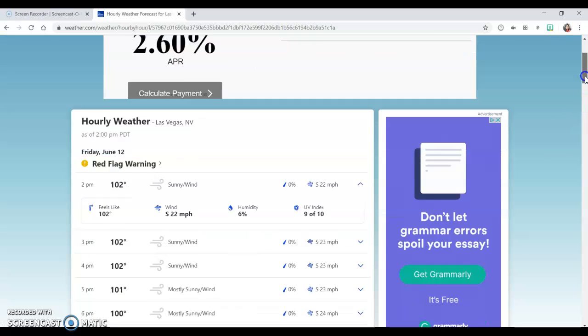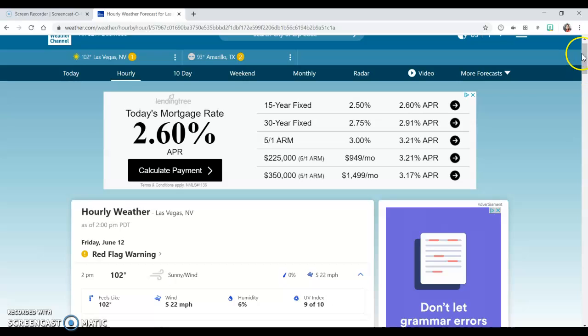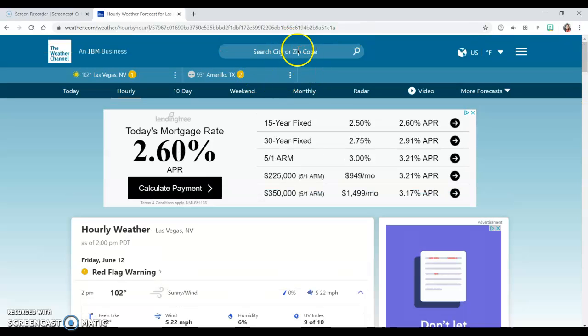Why? Look at their wind speed. It is 22 miles per hour from the south. The humidity is very low though, which is usual in Las Vegas. It is 6% only. It feels like 102 outside, and they have 0% chance of precipitation. You can look at any cities you want by typing into the search box.